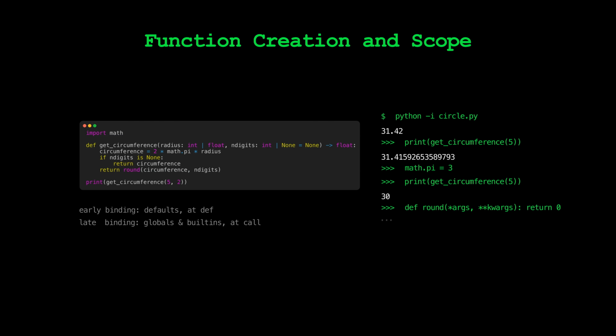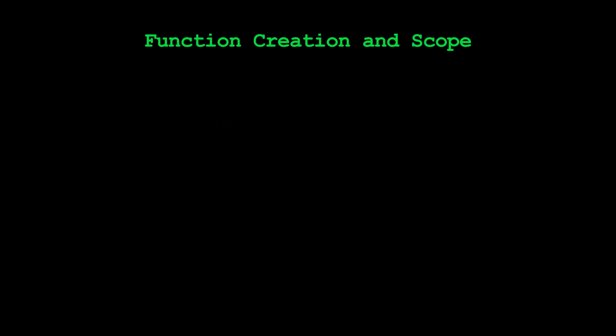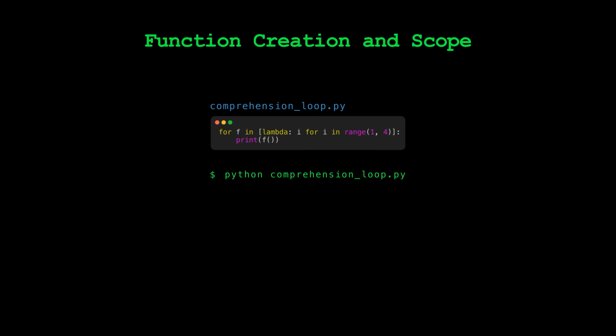We can even redefine round entirely, which is called shadowing. This is also what happened with our earlier loop. By the time we called the functions, i had already become 3, so all three resolved i to 3.